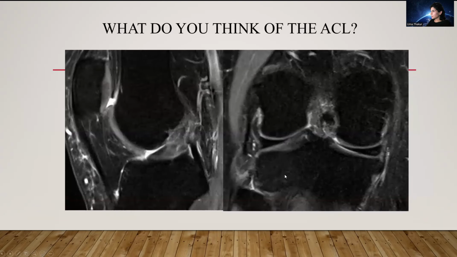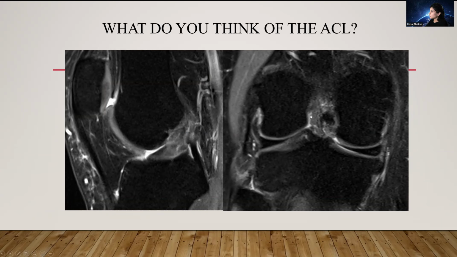So in this case, what do you think of the ACL? These are both fat sat images, sagittal and coronal, and you can see on this image, the ACL does not have that normal taut striated appearance. It looks like there's at least a partial tear right here, or even proximally. This is not a normal appearance of the ACL.